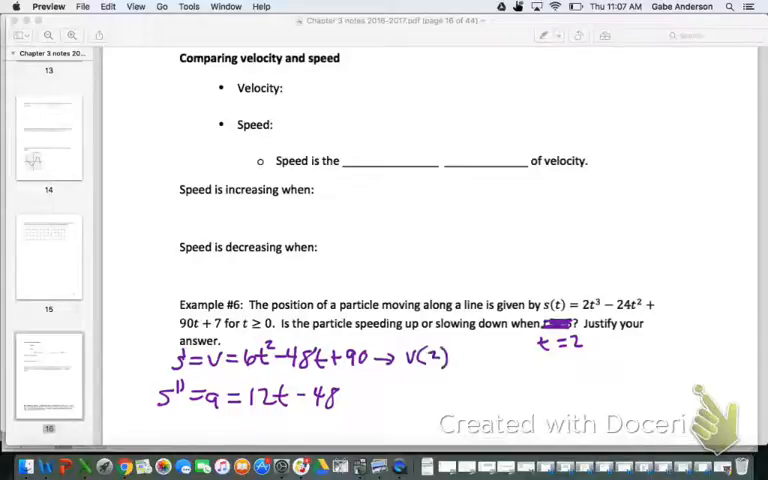Lauren, what did you get for v of 2? 18. Do you guys agree with that, 18? Yeah. Okay. Annie, what did you get for a of 2? Negative 24. Negative what? 24. We agree on that too? Yeah. Okay, so those are good numbers. What's the most important thing about them? Opposite signs, so speed is decreasing, or you could say it's slowing down.